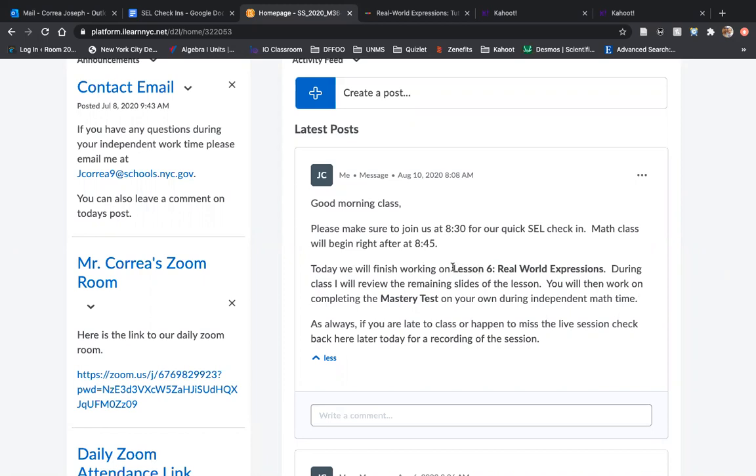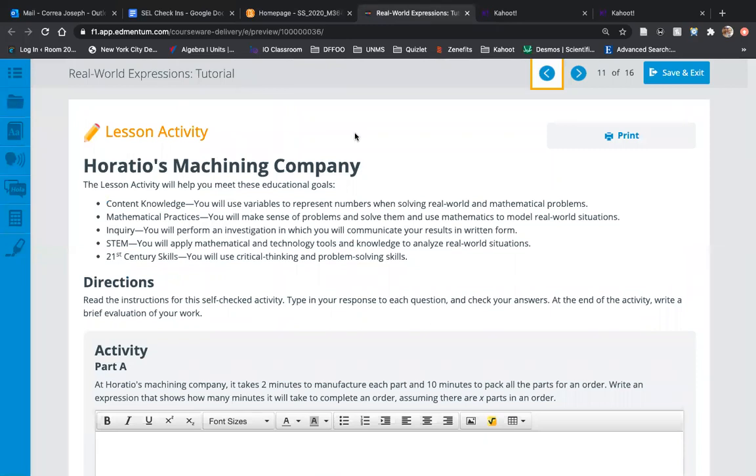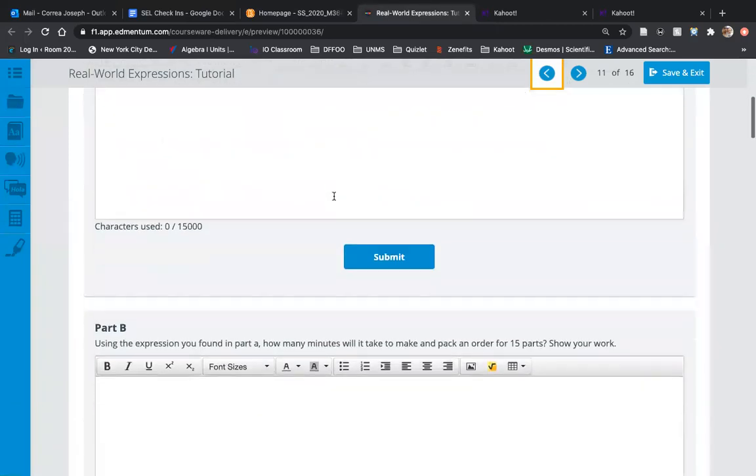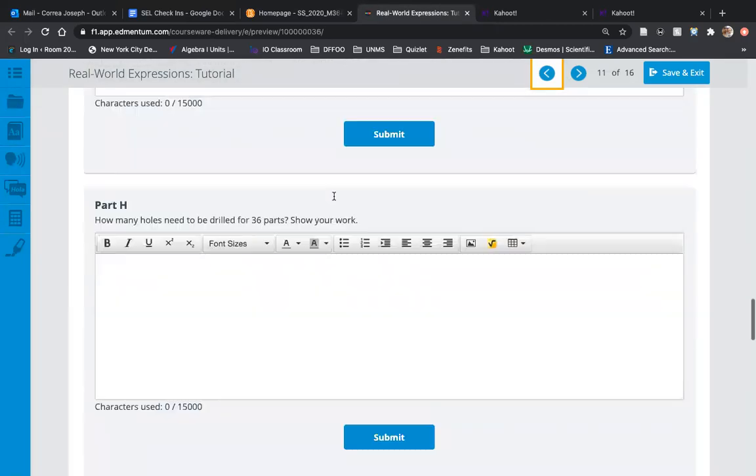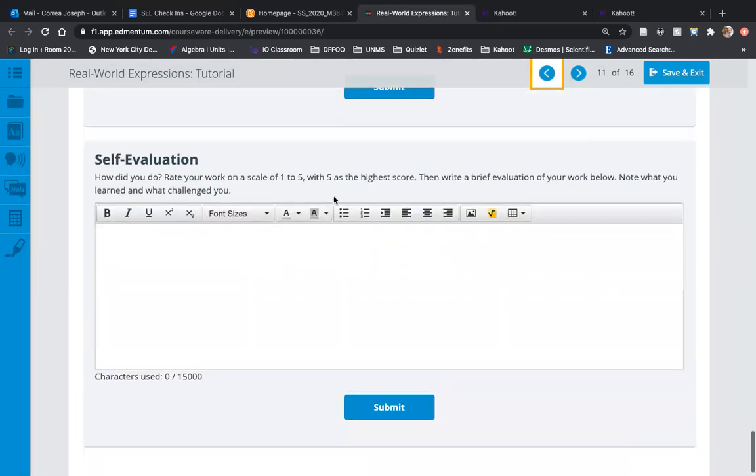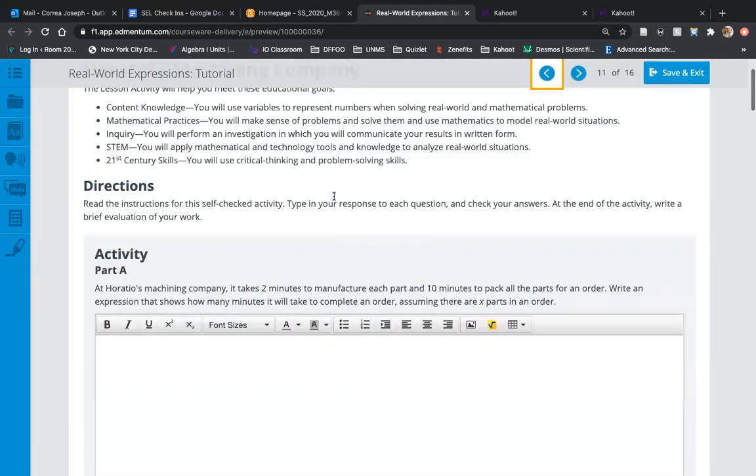And today we're just gonna finish up what we started last week, which was lesson 6, real world expressions. So like usual, it's the second day. After we go through the lesson, you guys are gonna work on finishing the mastery test on your own during the independent math time. And after I go over a couple of slides, we're gonna play some games of Kahoot to practice actually writing some real world expressions. So last week we finished off looking at this slide here, where you guys are just gonna go through the scenarios, answer those questions, and if you have any questions on anything here, let me know and I can try to help clarify some things, okay?